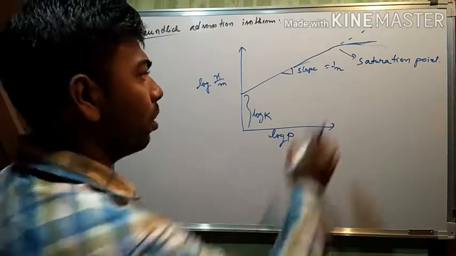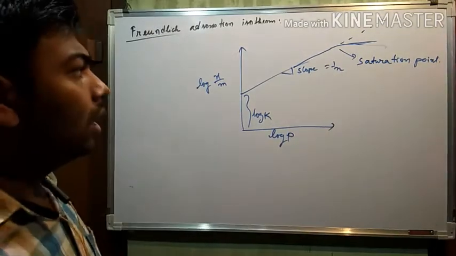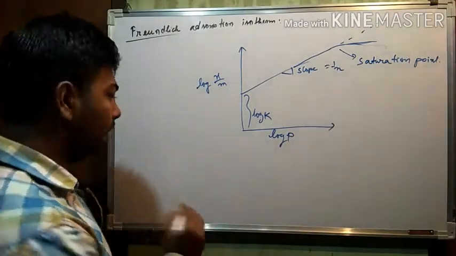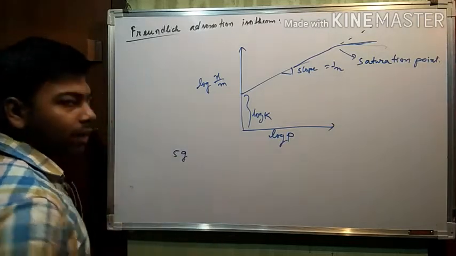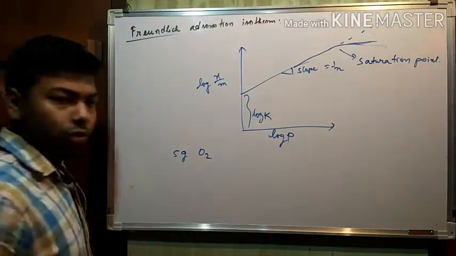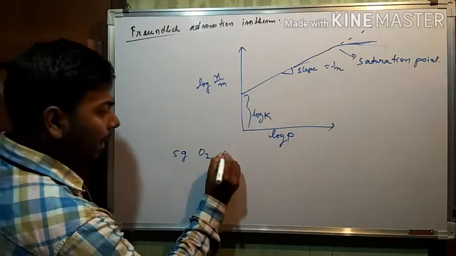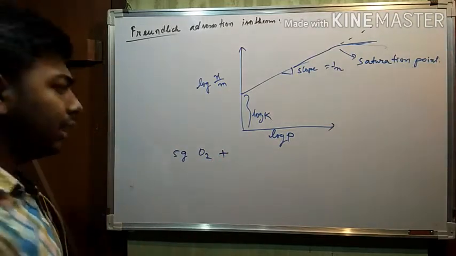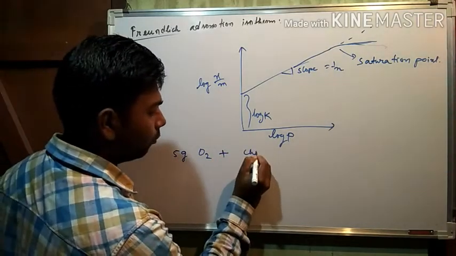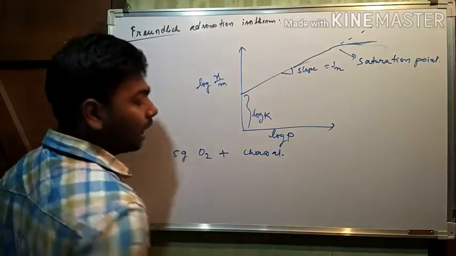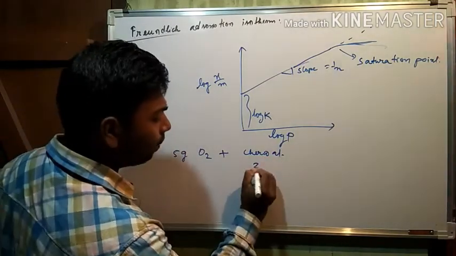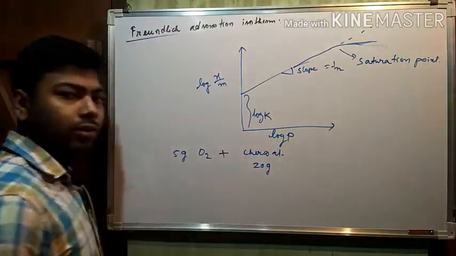अभी समझो saturation point का meaning क्या है? Suppose हमने 5 ग्राम O2 लिया. O2 is a gas. हमने adsorb किस में करने के लिए दिया? चारकोल. चारकोल का कितना ग्राम है? सपोज 20 ग्राम चारकोल है.